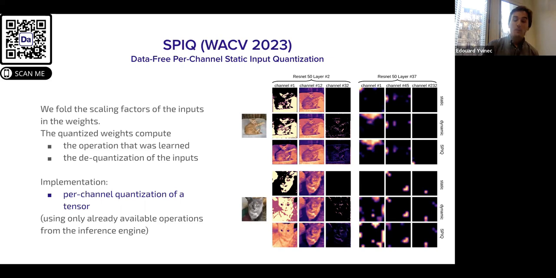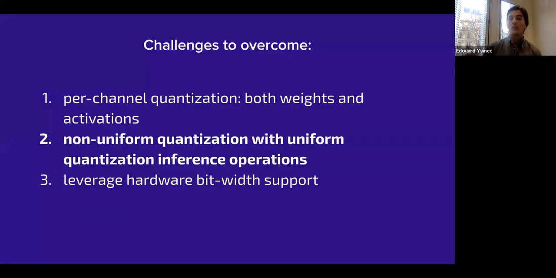Now, that being said, it's far from enough to achieve very good accuracy with 4 bits. This is very challenging with data-free quantization. And to actually do it, we propose to focus on non-uniform quantization to have an even better fit to the distribution we want to quantize.